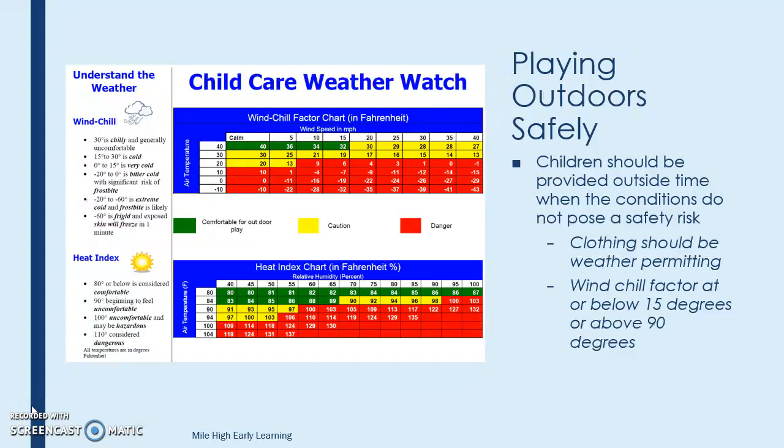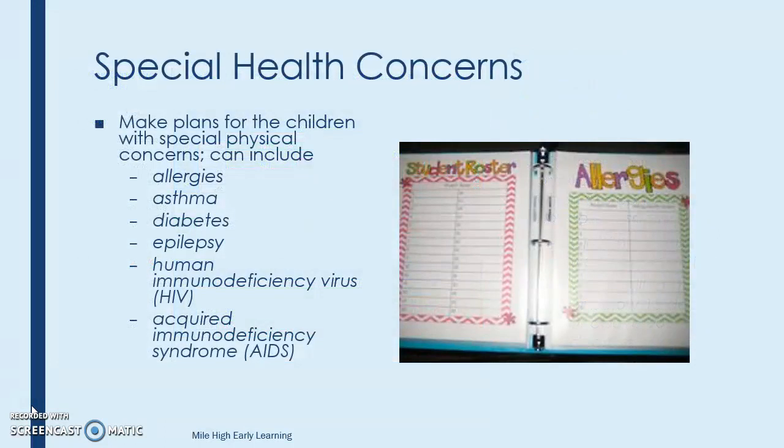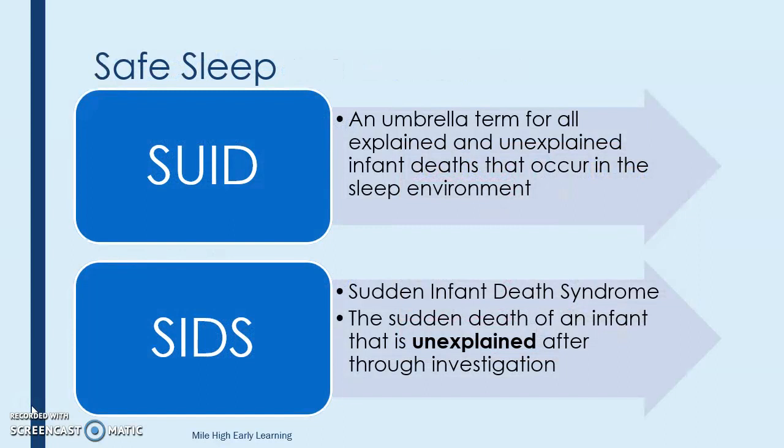You need to make sure that children are staying hydrated and that you are applying sunscreen at least 30 minutes before going outside. This is a typical weather guideline that we see sometimes in classrooms, but again, make sure you understand your program's expectations. You should also have somewhere where you are keeping special health concerns on record, and this can include things like allergies, asthma, diabetes, epilepsy, HIV, AIDS. A lot of times this information is kept in a binder or folder. You should always be aware and ask whenever you're assisting in a new classroom if there are any special health concerns.